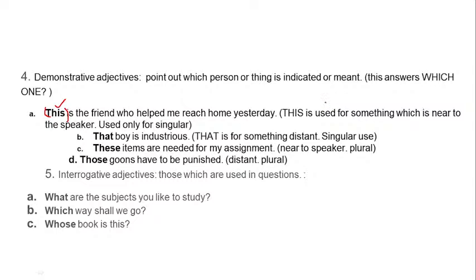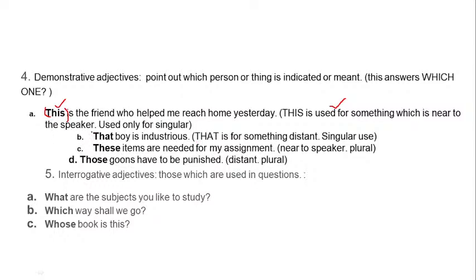And remember that this will be used for something which is near to the subject. That means at hand, that is near to me. That is why I have used this. And it is used only for singular. If it is plural, that adjective will change. We'll come later to that.